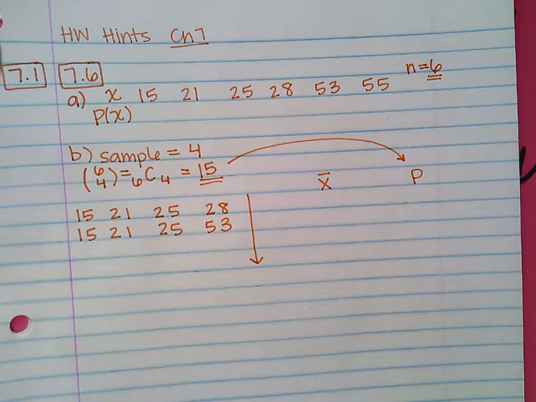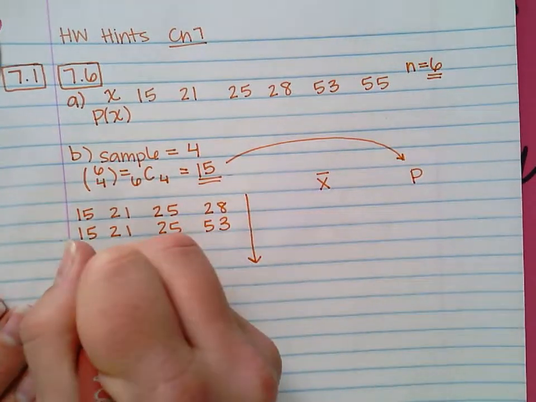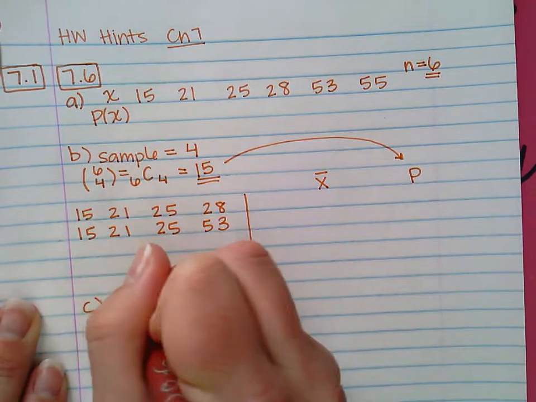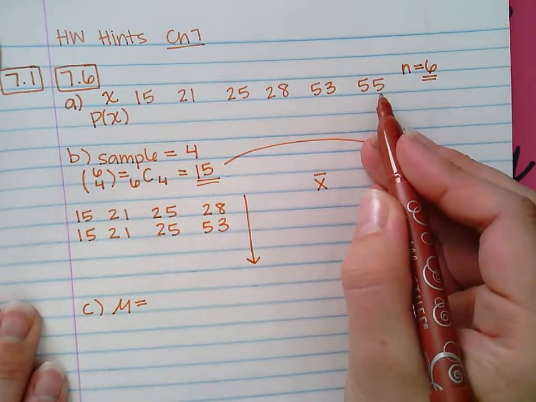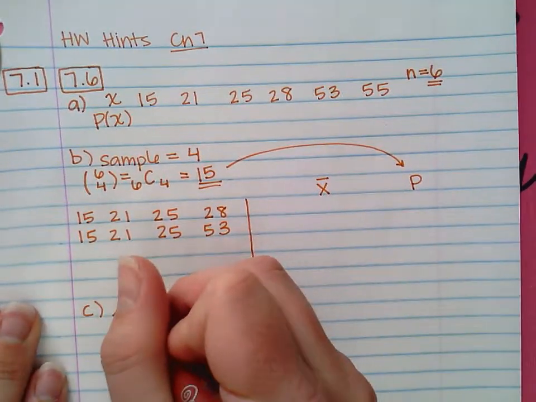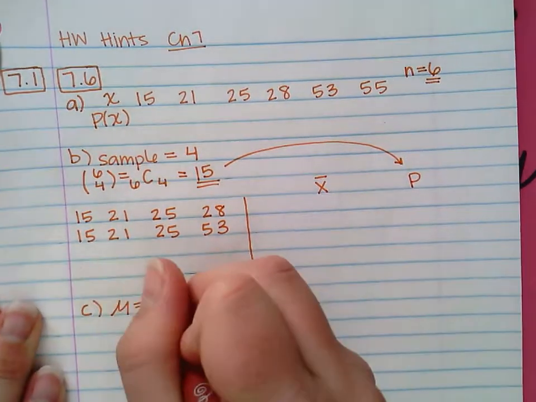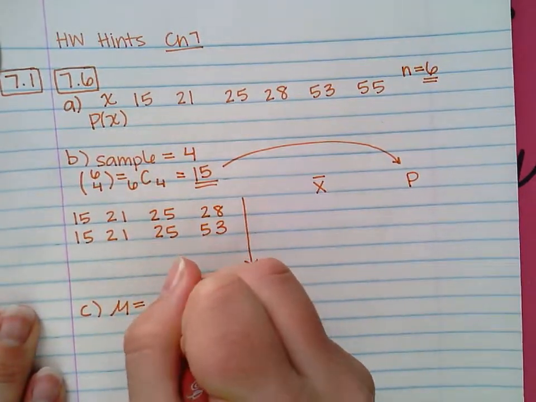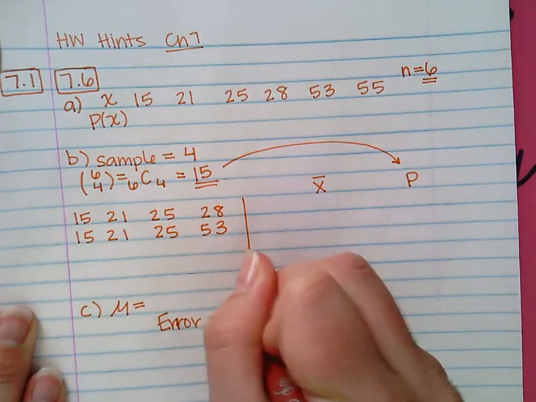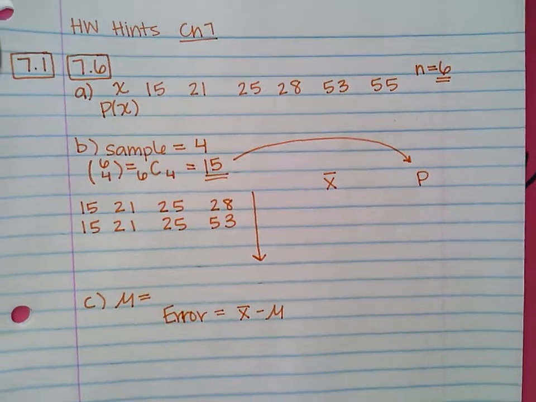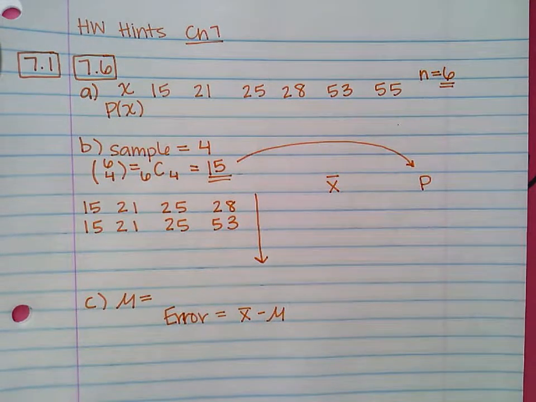And then on part C, it says calculate the mean of the population data. So you'll find the mean of this right here. And then it wants you to compare that with one of the outputs to find the error. And just remember, our error equation is x bar minus mu. So you can really choose any of them here for that.